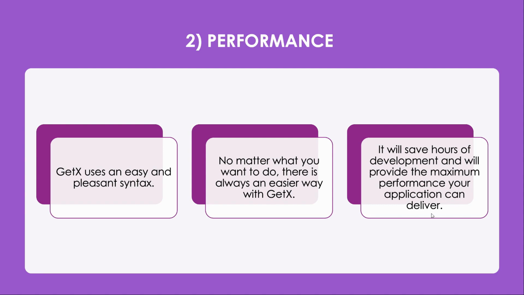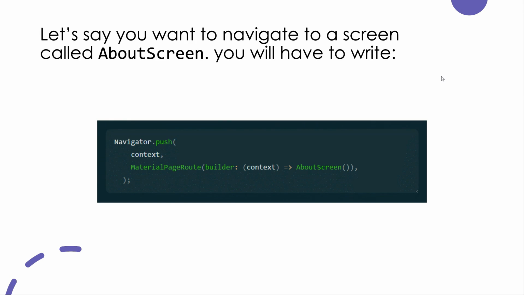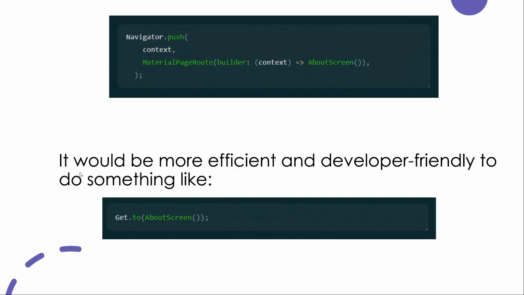For example, in common Flutter code, let's say you want to navigate to a screen called about screen. You will have to write code like this. Okay, in common Flutter code, which is Navigator.push, context, MaterialPageRoute, and send the user to the about screen. However, it would be more efficient and developer friendly to do something like this, Get.to(AboutScreen). So you can see the difference.